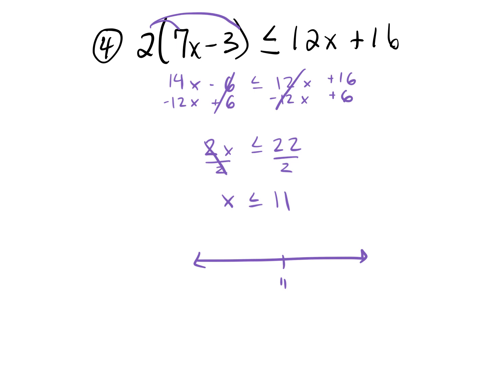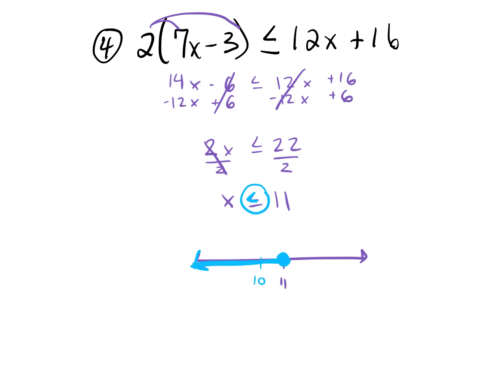Since it is less than or equal to, we're going to put a closed circle. That equal to means that we close in the circle. And then we see that since x is coming first, our arrow points in the left direction. It's the same arrow as this one. Or if you wanted to, you can plug in numbers.